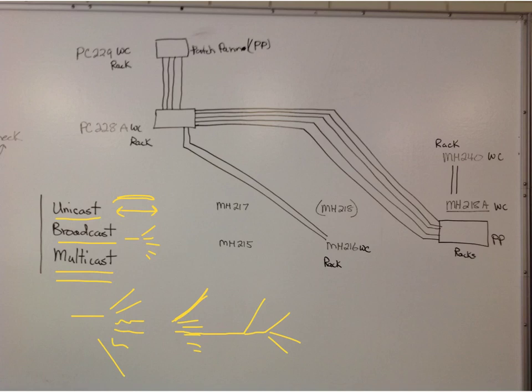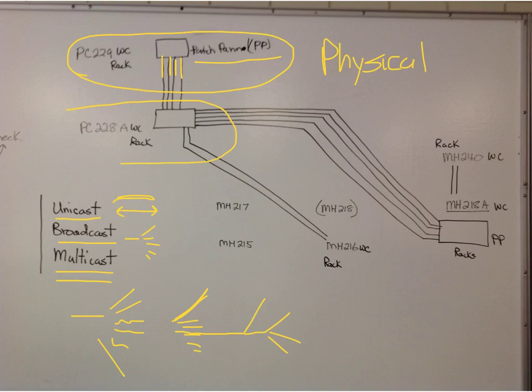Here we have a physical diagram of the IT department here at NIAC, the academic IT. So we can look at room 229. There's a patch panel in here, and there's 4 lines that run to the wiring closet in 228.